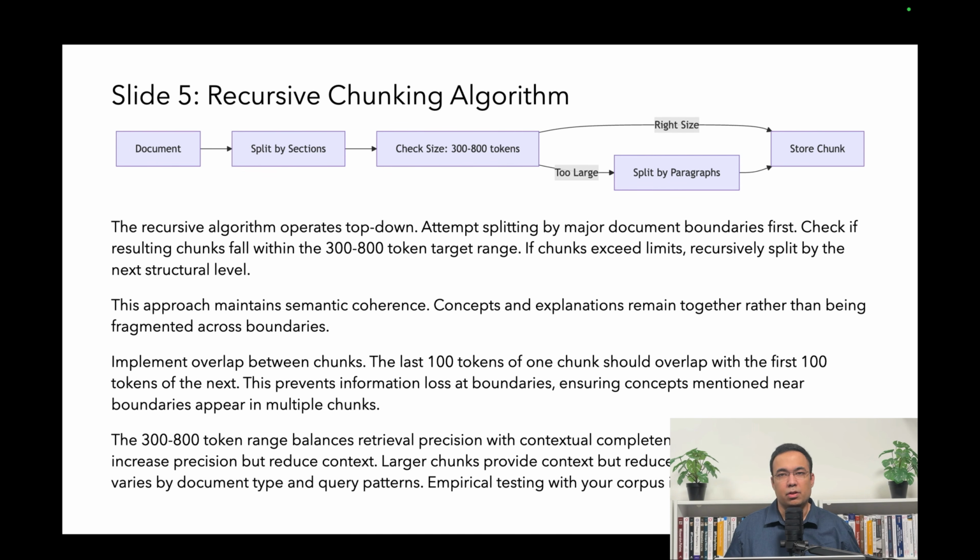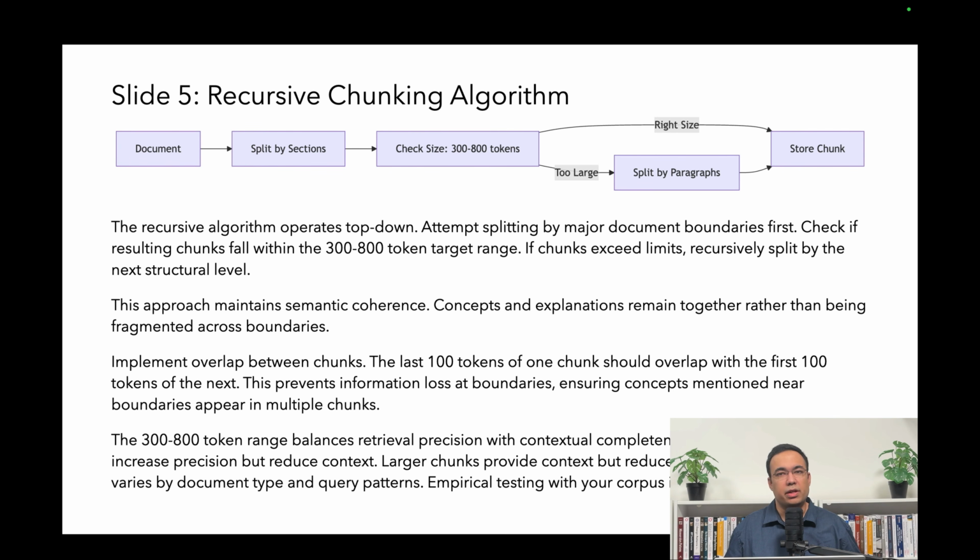You should also implement overlap between chunks. The last 100 tokens of one chunk should overlap with the first 100 tokens of the next chunk. This prevents information loss that happens at the boundaries. If a key concept is mentioned near a chunk boundary, it appears in multiple chunks, ensuring that the retrieval can find it regardless of where exactly it occurs in the text.